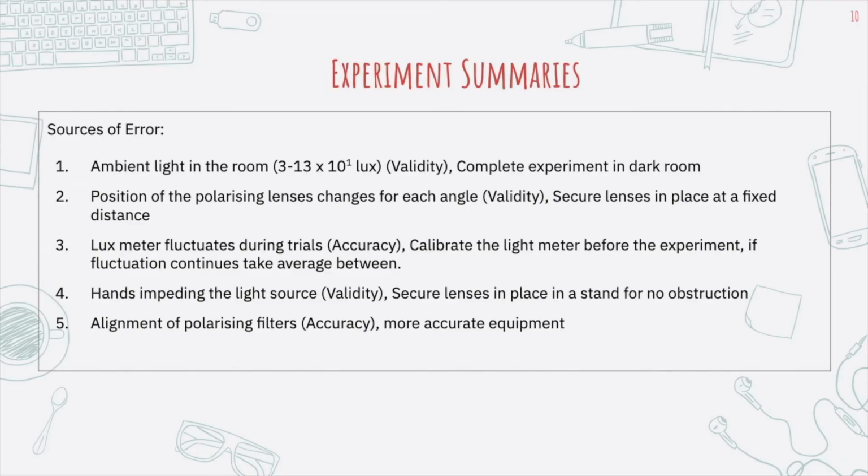Our sources of error can be something as simple as the ambient light in the room for this investigation, the position of the lenses, or something that the experimenter did, such as their hands got in the way of the light source, which may have caused some error with the readings. Now, what I would suggest you would do is identify all of your potential sources of error, and from here, categorize those as either affecting the accuracy, reliability, or validity of the investigation.